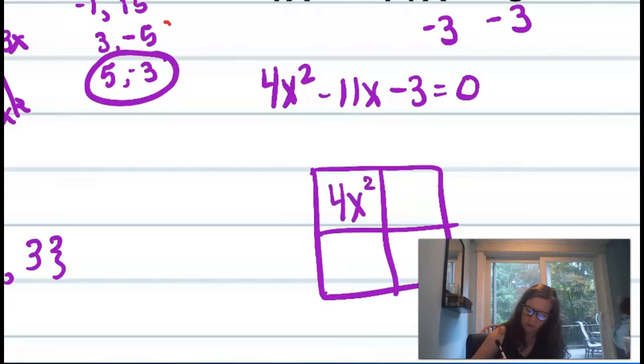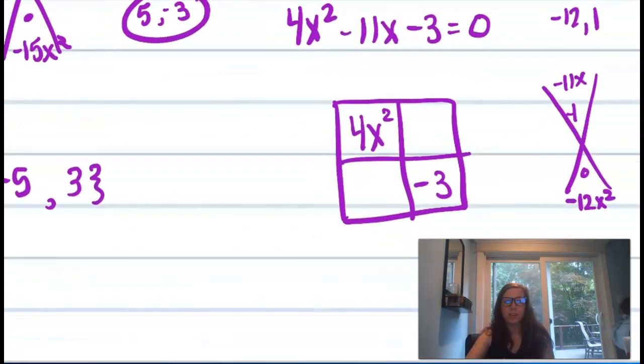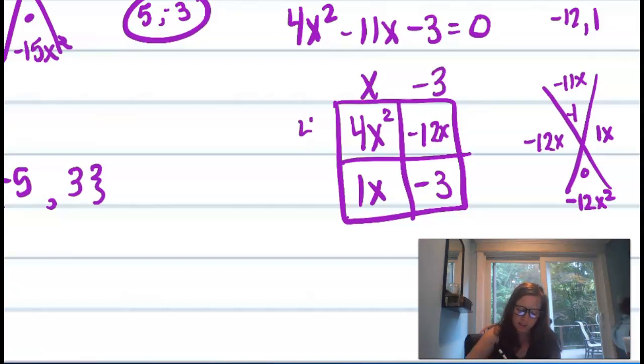So 4x squared and negative 3. So I'm looking for two terms that add to negative 11x, but multiply to negative 12x squared. So it's like negative 12 and 1. I'm like over top of it, sorry. Are going to fit that criteria, so negative 12x and 1x. And then from there, I'm going to pull up the GCF, so that's x. That's negative 3. Fill in the sides, 4x and 1.